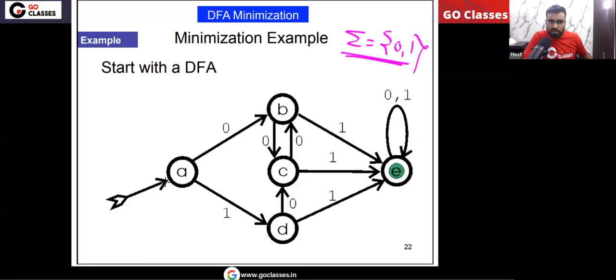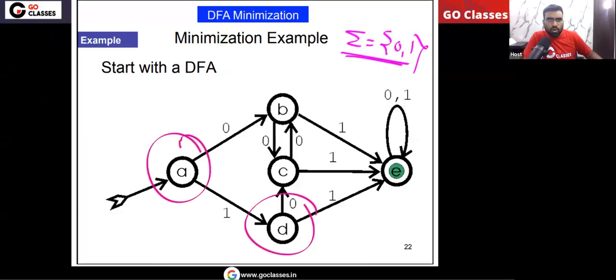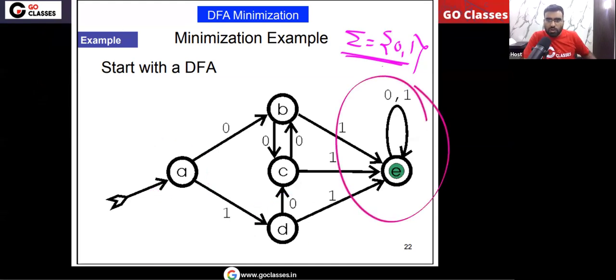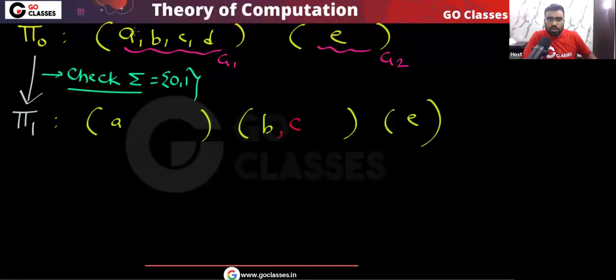What about on 1? A on 1 is going to group 1, but D is going to group 2. Yes or no? So A on 0 is going to group 1, and D on 0 is going to group 1. But on 1, A is going to group 1, but D is going to group 2. So definitely AD will be separated.